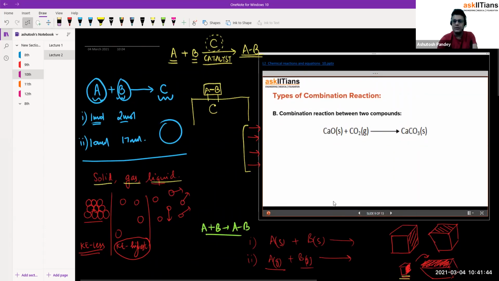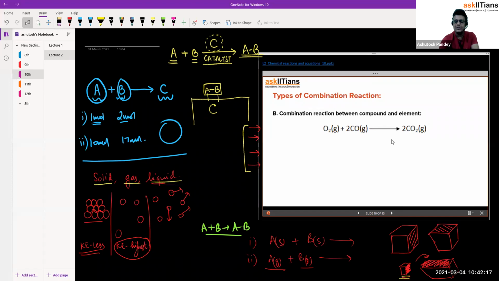Now, the next: combination reaction between two compounds. CaO here is combining with CO2, and we'll get only one product, CaCO3. That's how we are going to check this. Next, combination reaction between a compound and an element. CO is a compound, and O2 is an element, an elemental form, although it is a molecule, since only one type of atom is present. So O2 reacts with 2CO to get 2CO2.